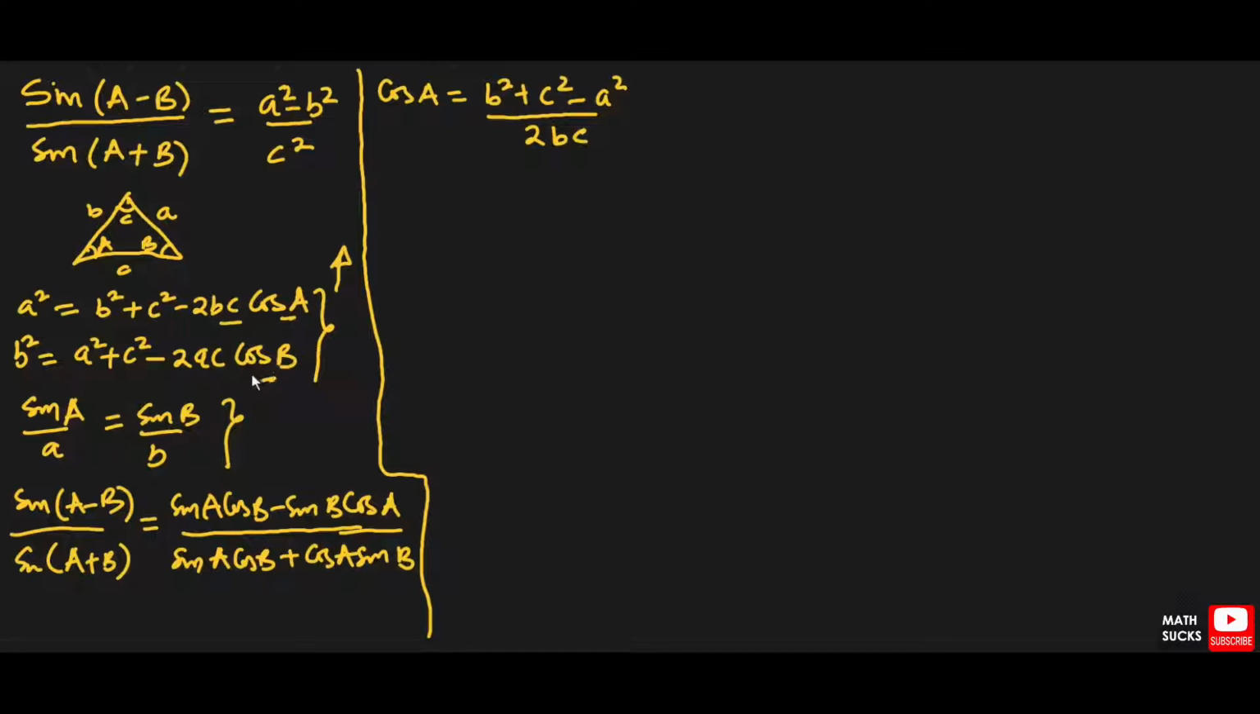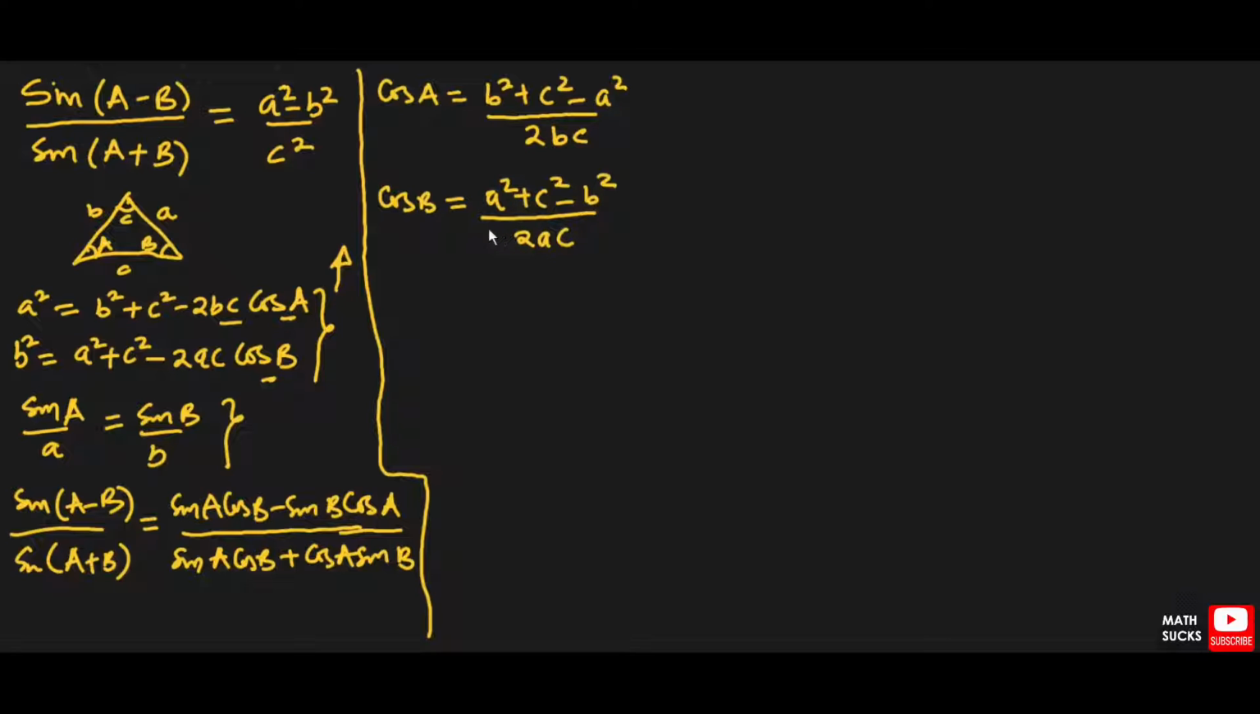And then the same idea applies to b. Let's do the same procedure, and this is going to be cosine of B being equal to, I'm going to take this on the left side and bring this to this side, and then we divide by 2ac, and that will give me a squared plus c squared minus b squared, everything divided by 2ac. So these are the equivalents of cos A and cos B.